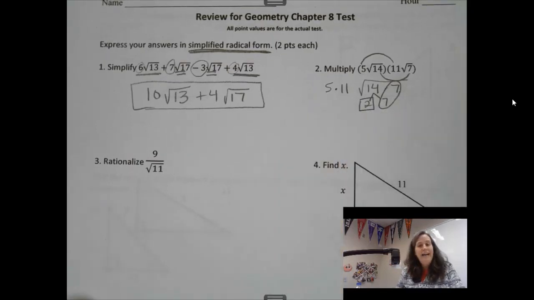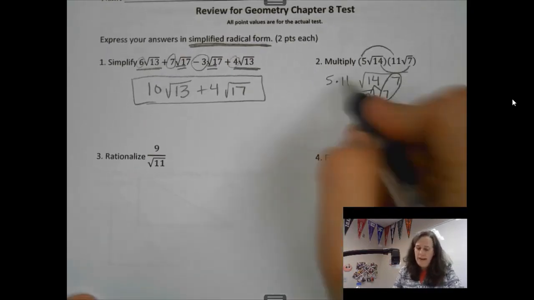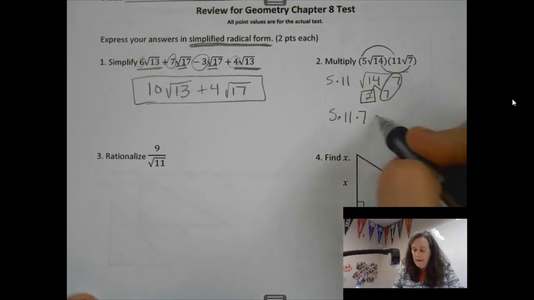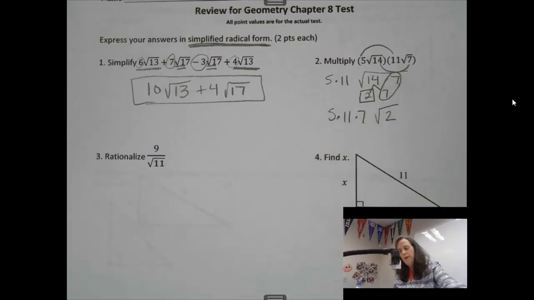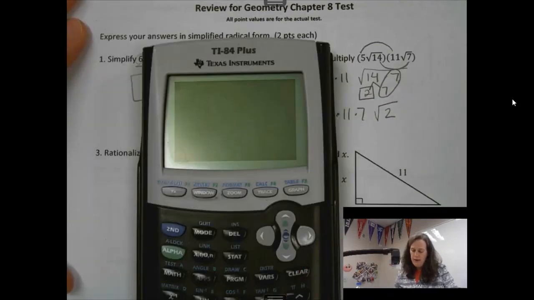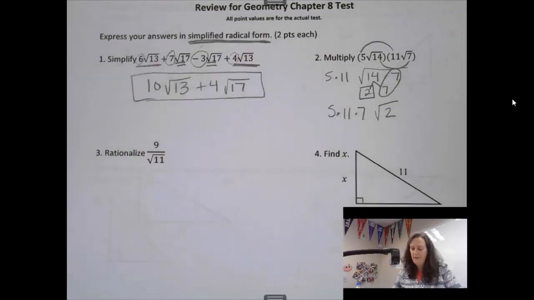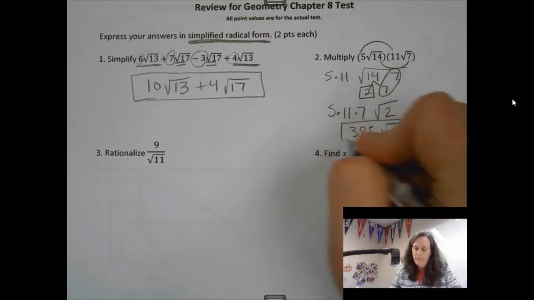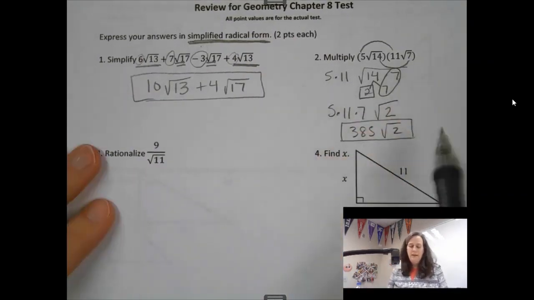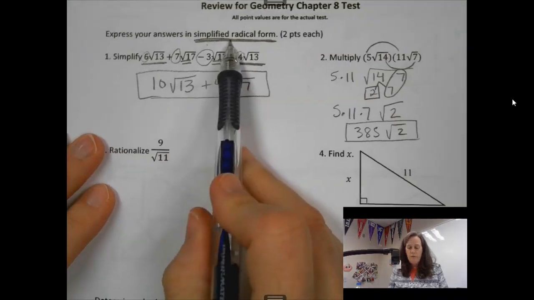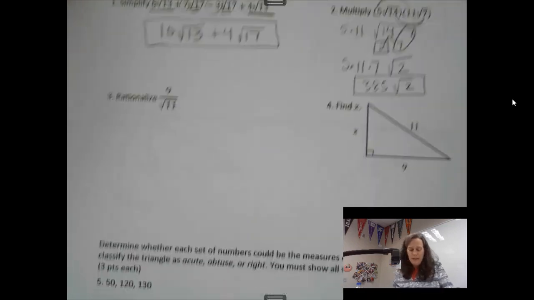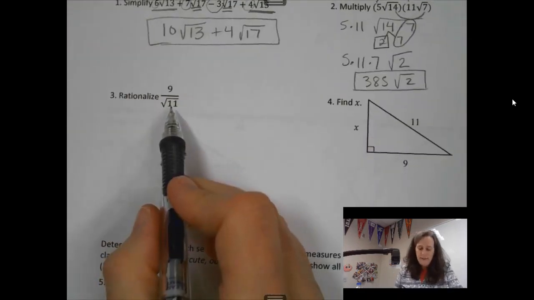The 2, though, does not have anybody. So on the outside, it was 5 times 11, and now times 7 under the radical is 2. And let's put that into one number. 5 times 11 times 7, 385, square root of 2. Okay, remember, we don't want to get decimals for these. It's simplified radical form for these first 4 questions. Okay, no decimal.